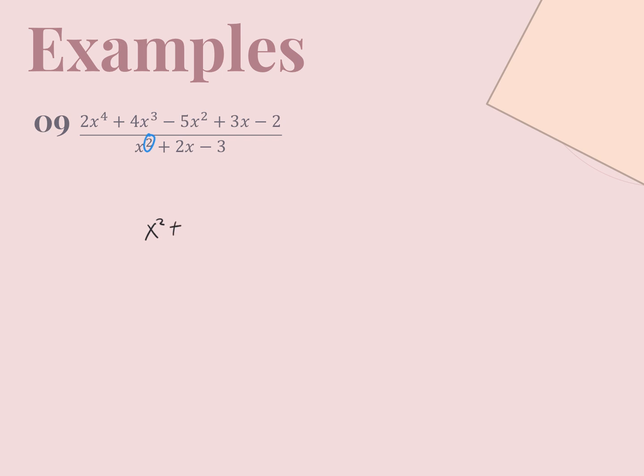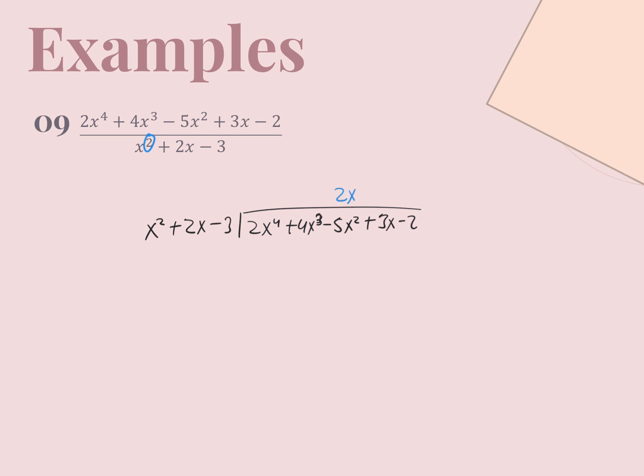So I'm going to have my divisor on the outside, and then my dividend on the inside. All right, so just give me a minute while I write this down. All right, and then what we're going to do is we're going to need to ask ourselves, what do we need to multiply this expression by to get a 2x to the fourth, right? And it's going to be a 2x squared.